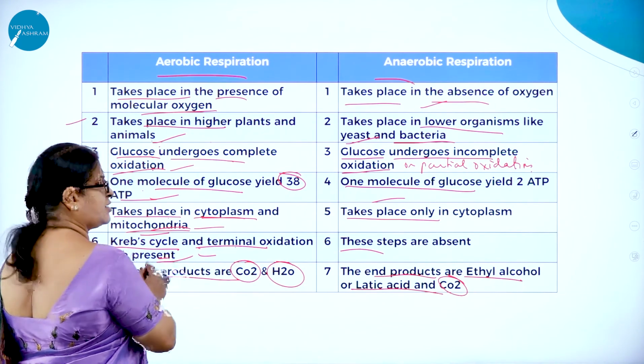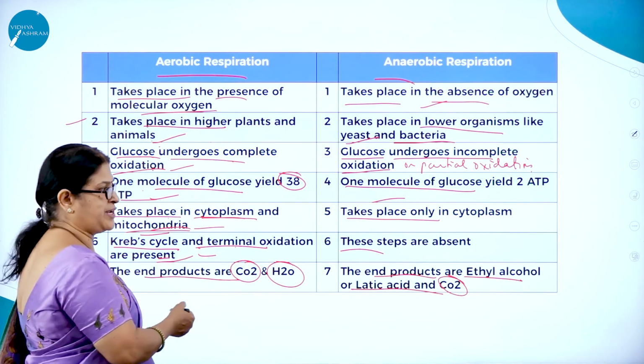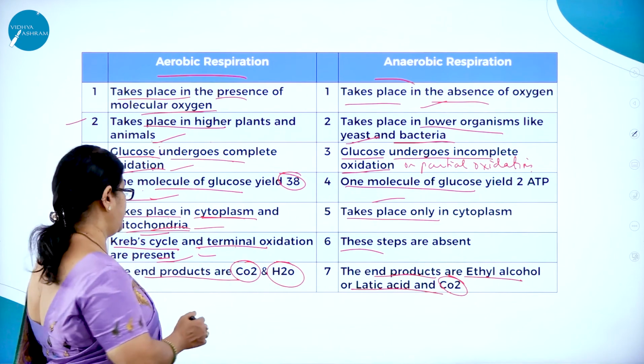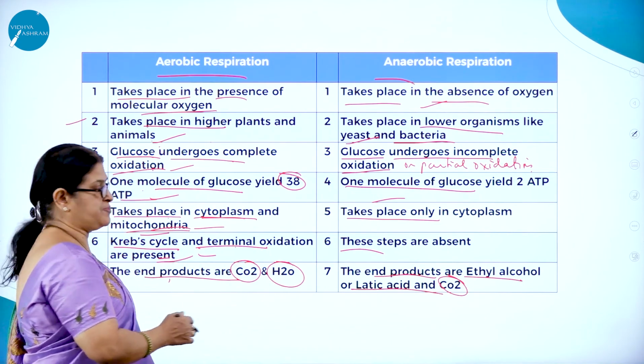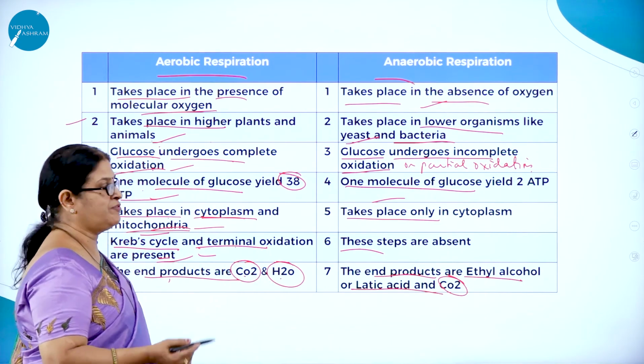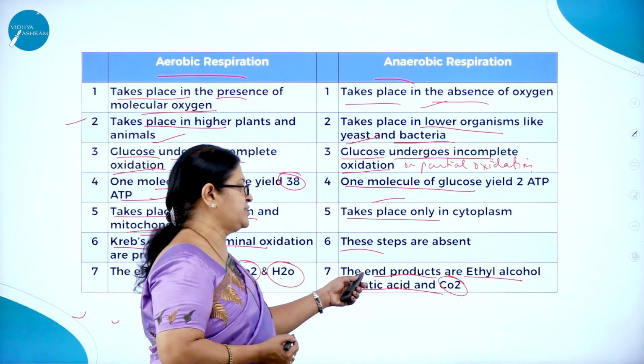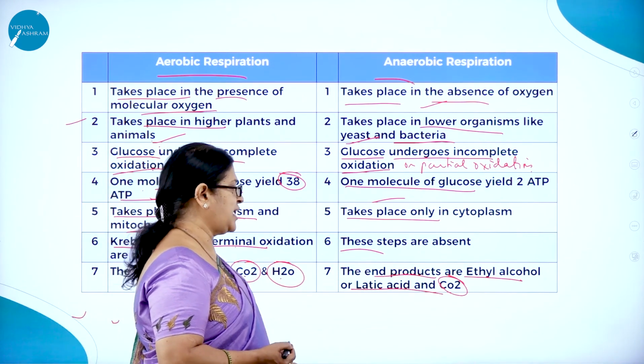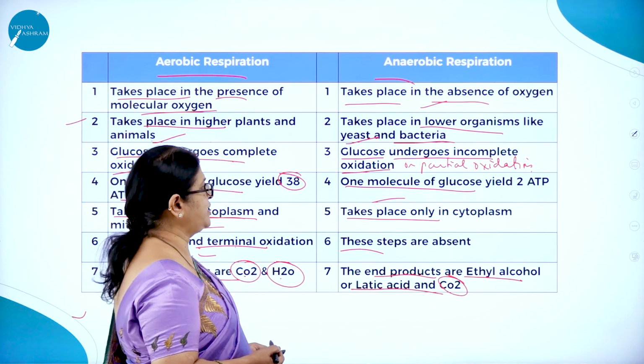Krebs cycle and terminal oxidation are present in aerobic respiration. As we know, these are the 2 steps. In anaerobic respiration these steps are absent. So what are the end products of aerobic respiration? Carbon dioxide and water. What will be the end products of anaerobic respiration? The end products are ethyl alcohol and lactic acid along with carbon dioxide.